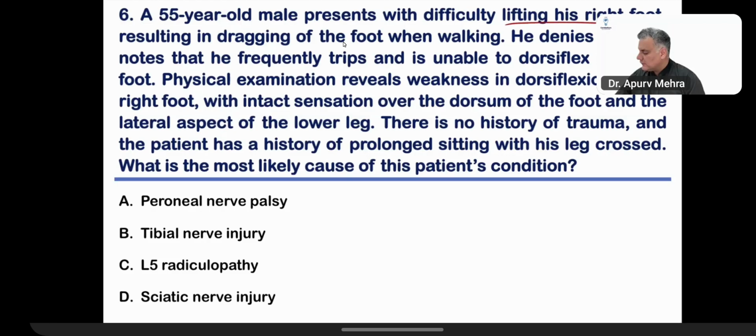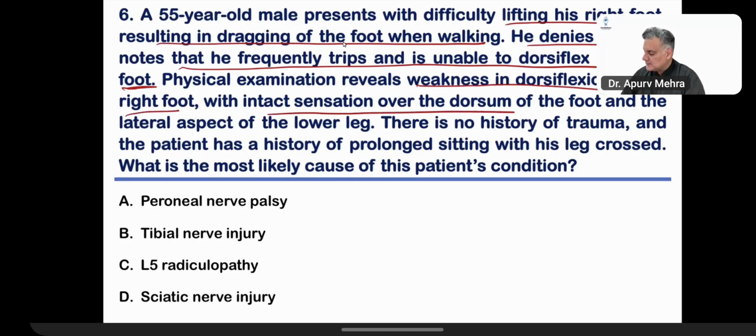Difficulty lifting his right foot, resulting in dragging of the foot when walking. He denies pain but notes that he frequently trips and is unable to dorsiflex his right foot. Ankle dorsiflexion is not possible. Weakness in dorsiflexion of right foot. Sensation is intact. There is no history of trauma.